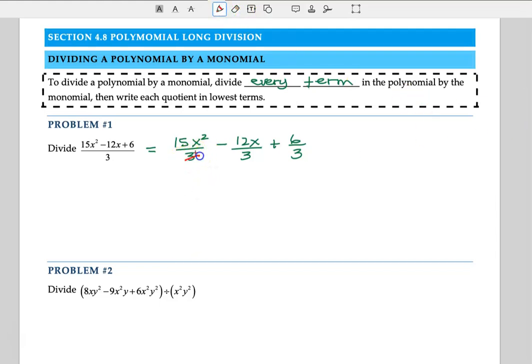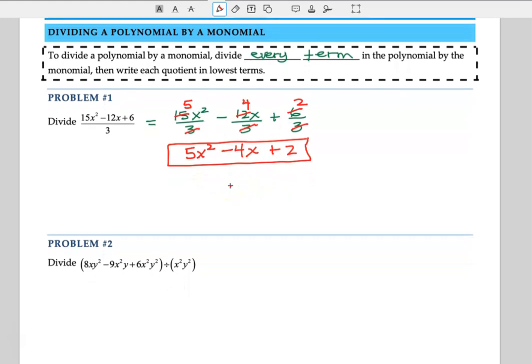So 3 divides into 15 5 times, and so then we're left with just 5x squared. Here, 3 divides into 12 4 times. So in that term, we're left with negative 4x, and 3 divides into 6 twice, and so we're left with plus 2. And that is it on that one. That's all you have to do.